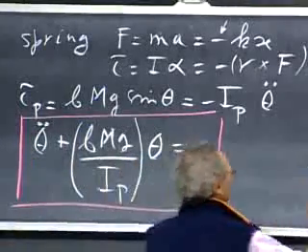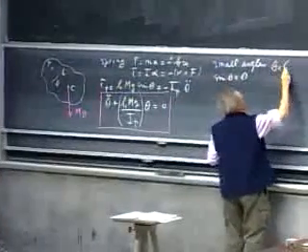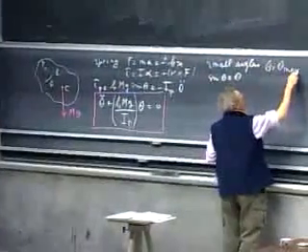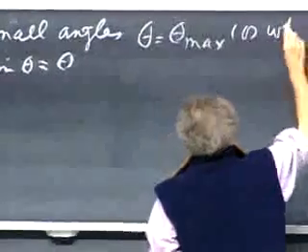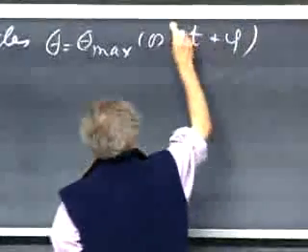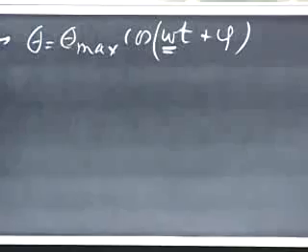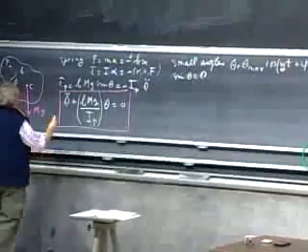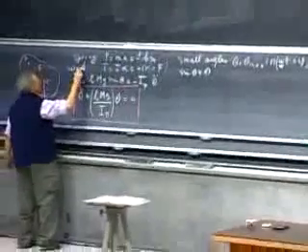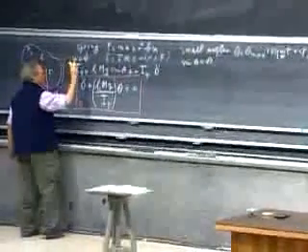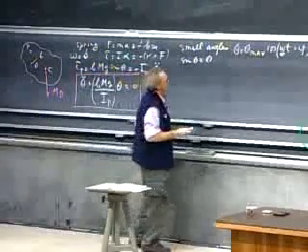And so we're going to get a solution that theta equals theta maximum, you can call that the angular amplitude, times cosine of omega t plus phi. This omega is the angular frequency. It is a constant. Theta dot is the angular velocity, which is not a constant. The two are completely different. That is the angular frequency.